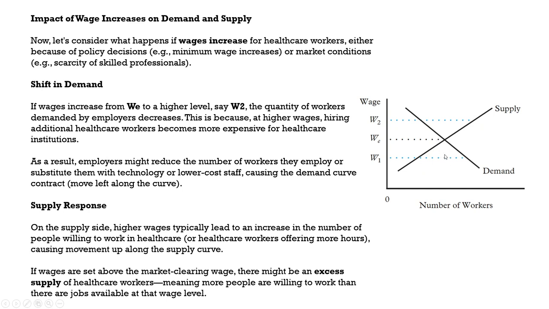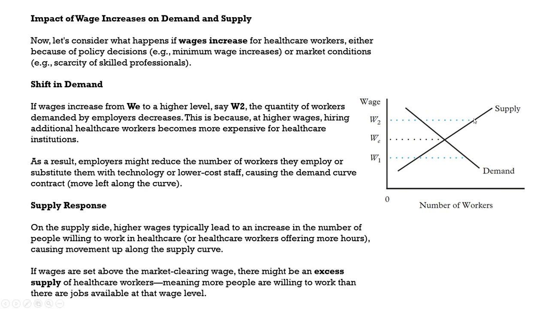Now, what is the supply response? On the supply side, higher wages typically lead to an increase in the number of people willing to work in the healthcare sector, or healthcare workers offering more hours, causing movement up along the supply curve. And if wages are set above the market clearing wage, which is WE, there might actually be an excess supply of healthcare workers, and this is how we study excess supply and excess demand in standard demand and supply models also.